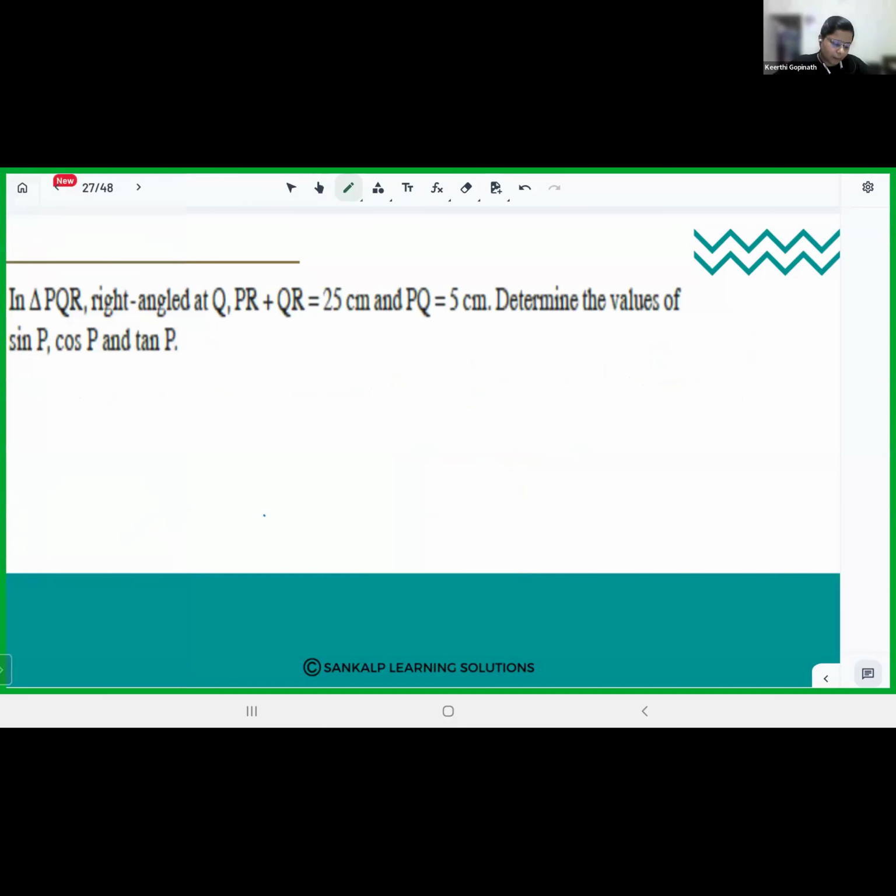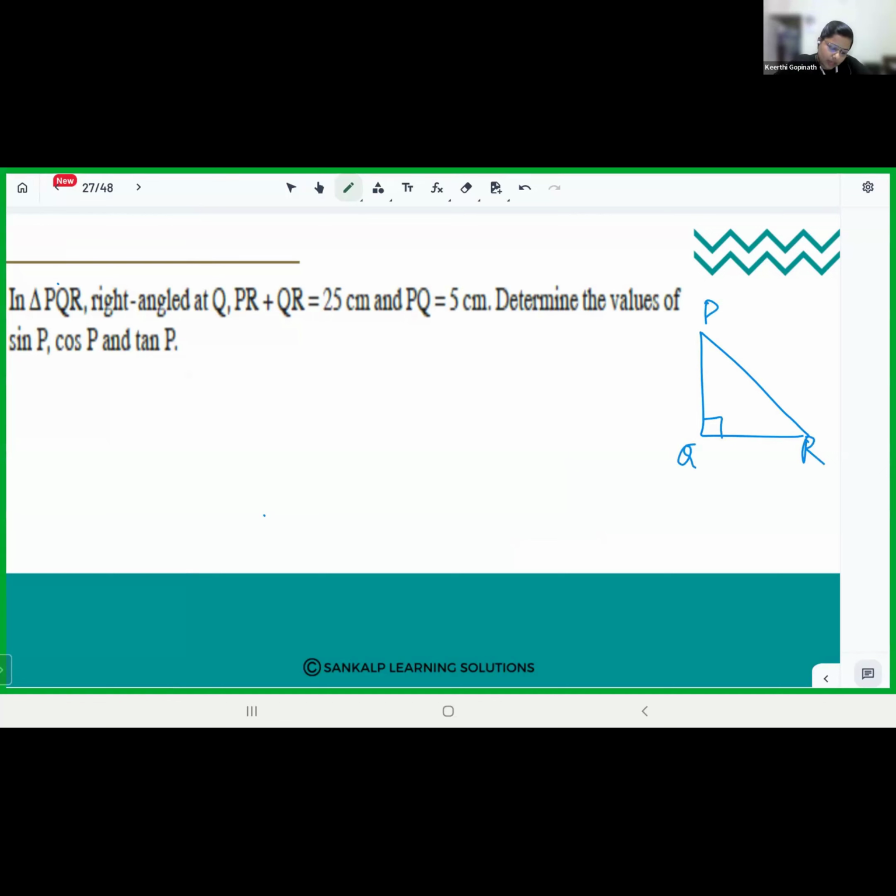So this is our next question. In triangle PQR, right angled at Q, PR plus QR is equal to 25 centimeter and PQ is equal to 5 centimeter. We have to determine the values of sin P, cos P and tan P. Okay, so again there is a right angle triangle PQR, right angled at Q. So the right angle should be here, and this be P and let this vertex be R. So we have constructed triangle PQR.